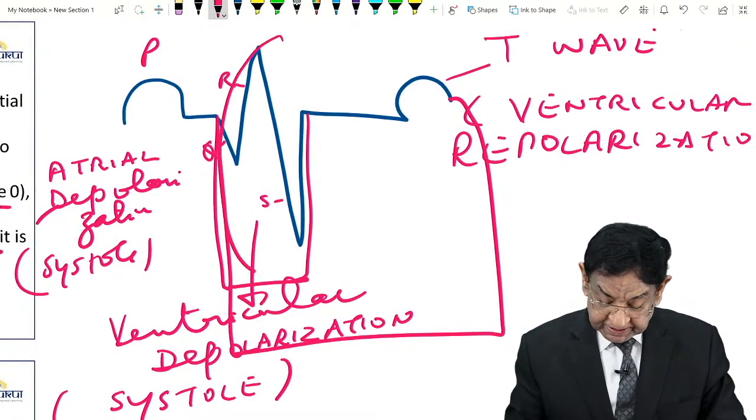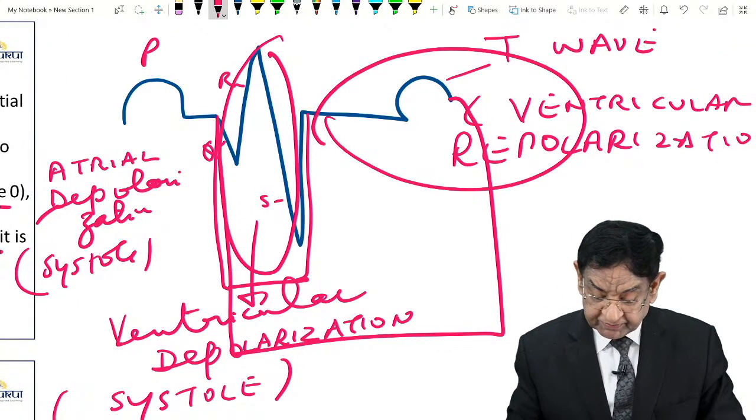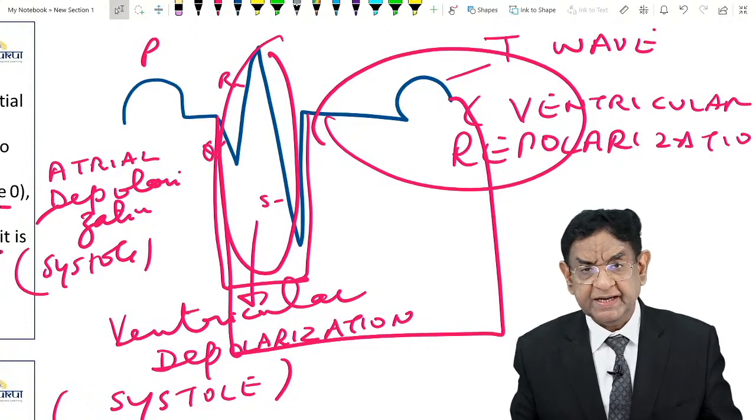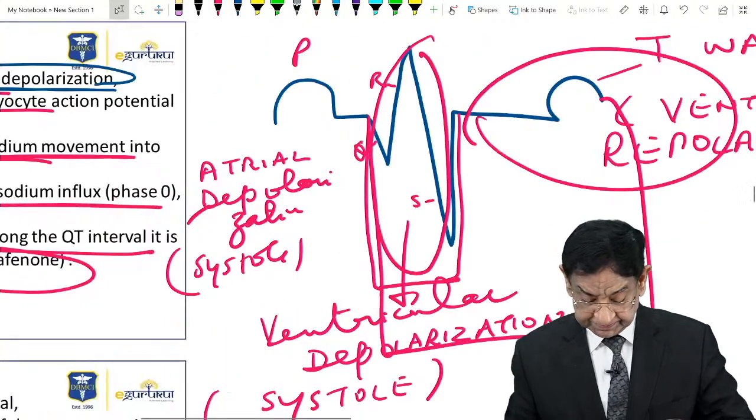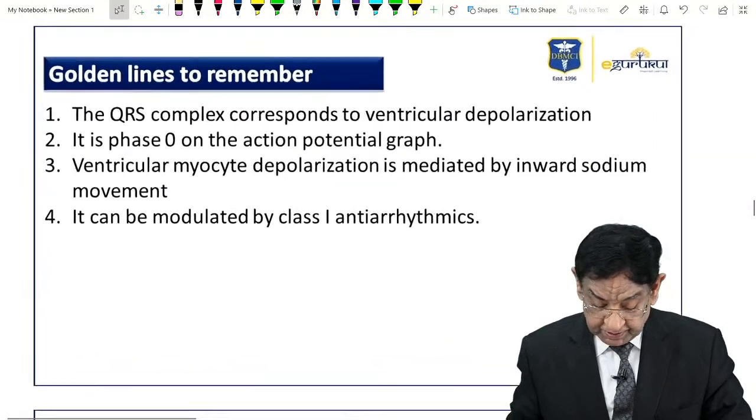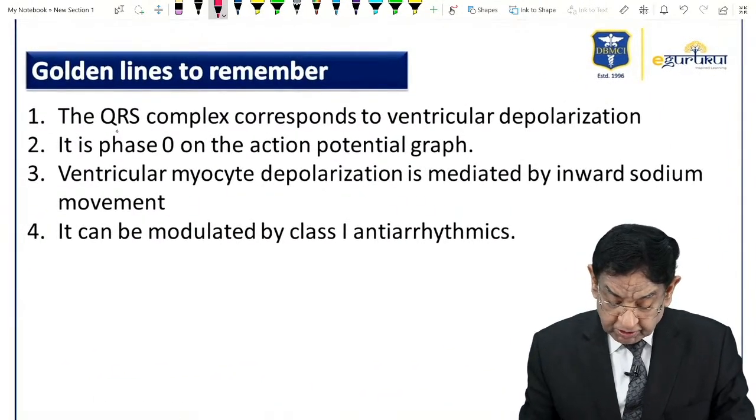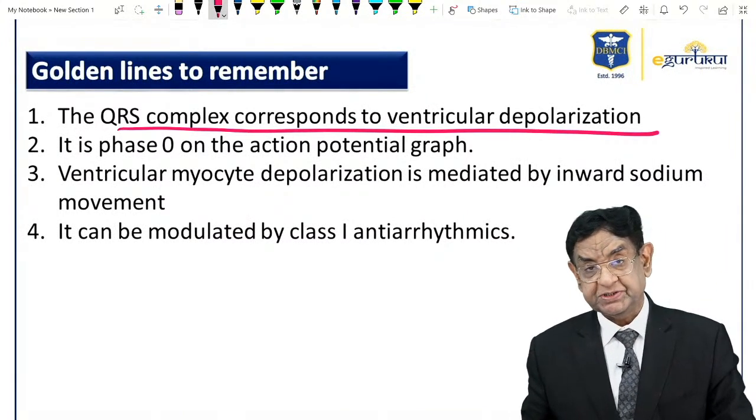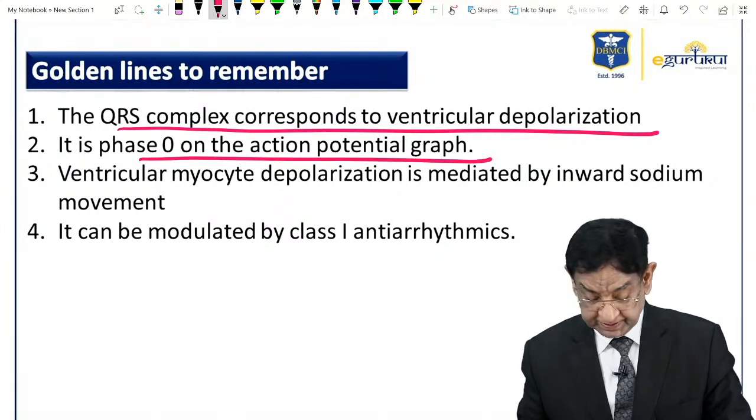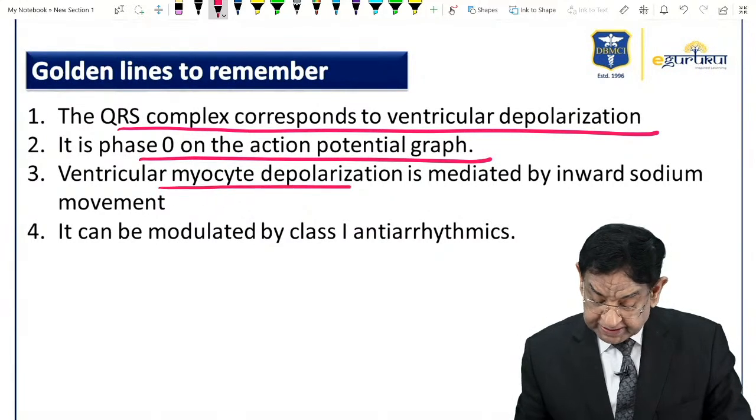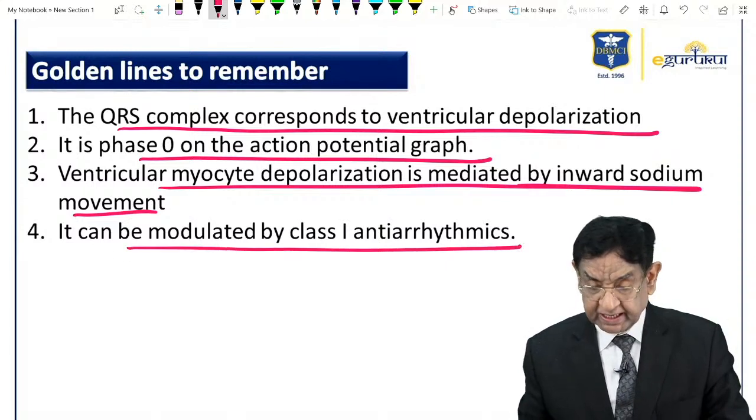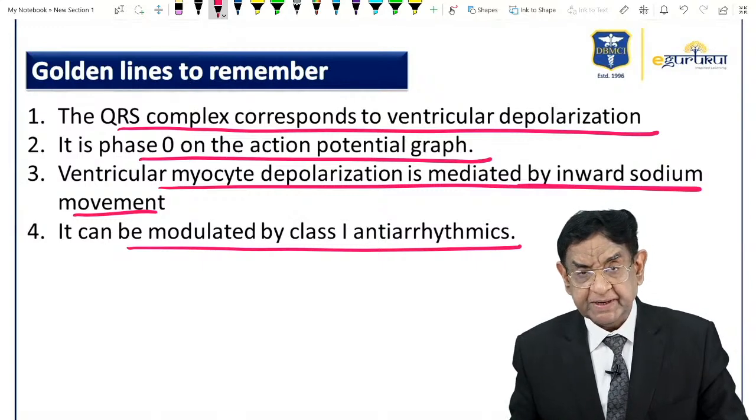Remember, this represents the ventricle systole, and this represents ventricle diastole. The QT interval indicates the complete cardiac ventricle systole and diastole. Golden line to remember: QRS complex corresponds to ventricle depolarization. It is phase 0 of the action potential graph. Ventricle myocyte depolarization is mediated by inward sodium movement, and this is modulated by class 1A antiarrhythmic drugs.